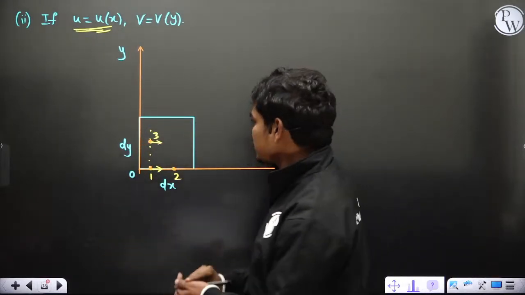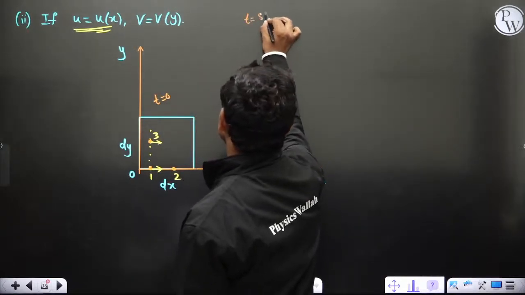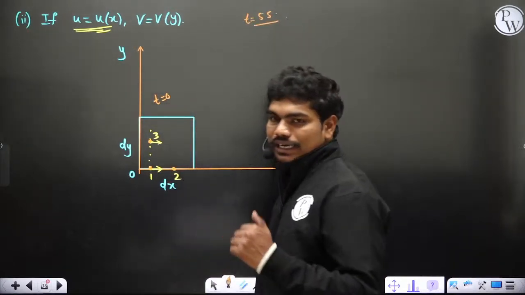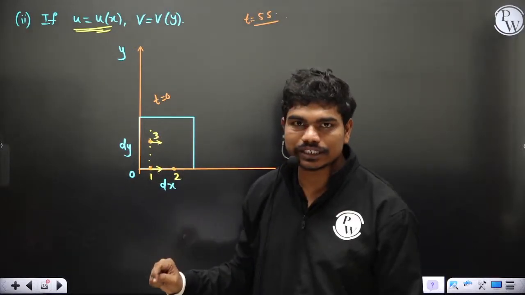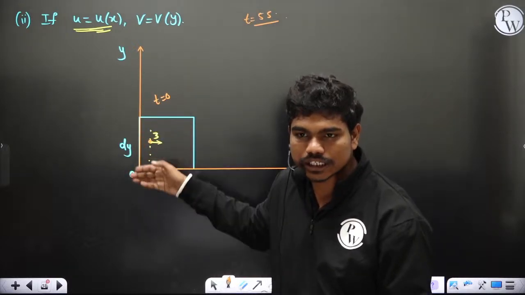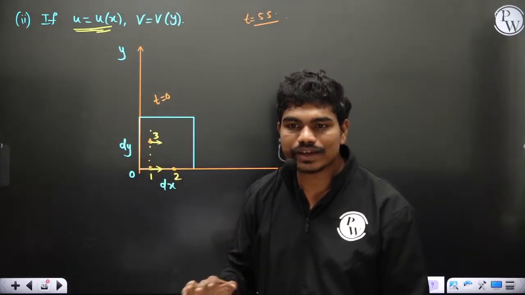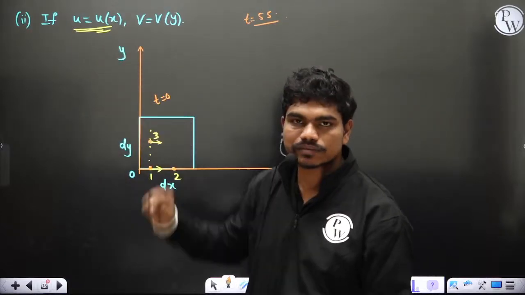In a given time, let us suppose this is the configuration at time t is equal to 0, and at time t is equal to 5 seconds, if I'm talking about this, what you can understand is these 2 particles travel by the same amount in the x direction, yes or no? Any particles on the same vertical line will not have any variation in the x component of velocity if u is only a function of x.